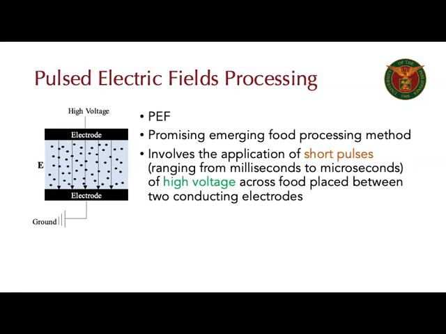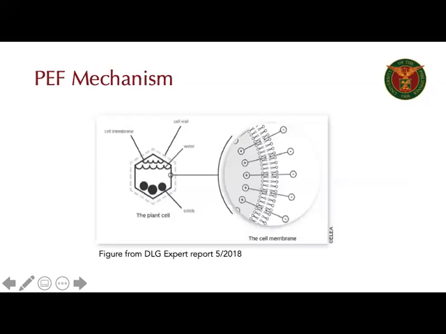So to start with, pulsed electric fields, or PEF, is a promising emerging food processing method that involves the application of short pulses of high voltage across food that is placed between two conducting electrodes, okay? These short pulses can range from milliseconds to microseconds. So how does PEF work? PEF affects the product cell structure. It can be a plant, an animal, or a microorganism, okay?